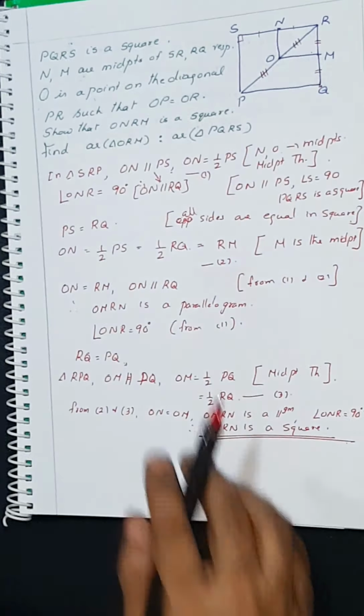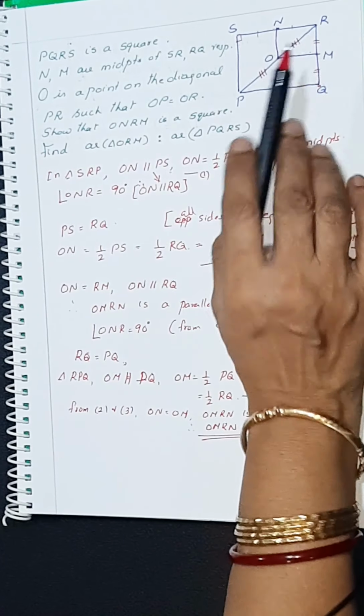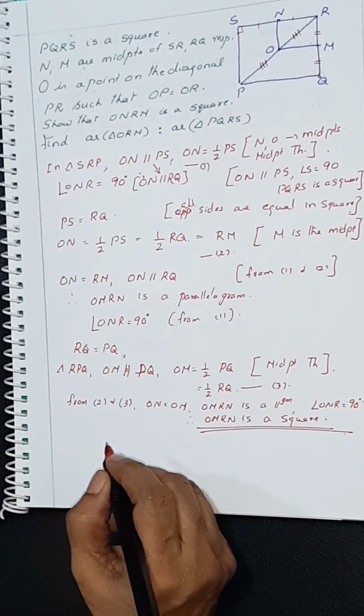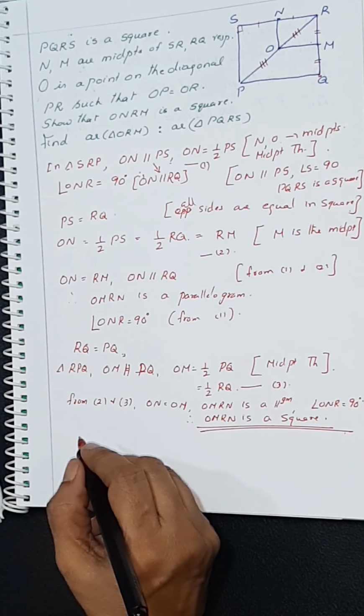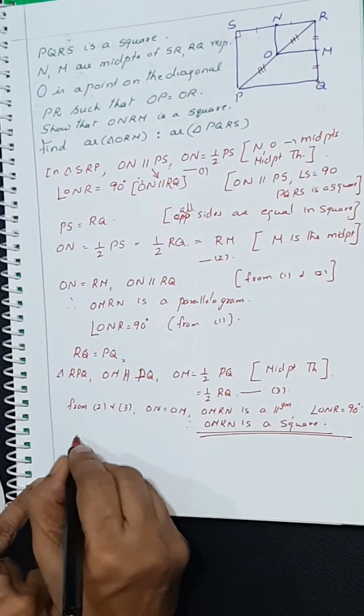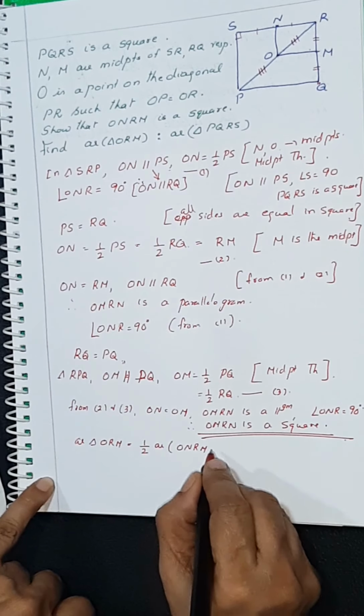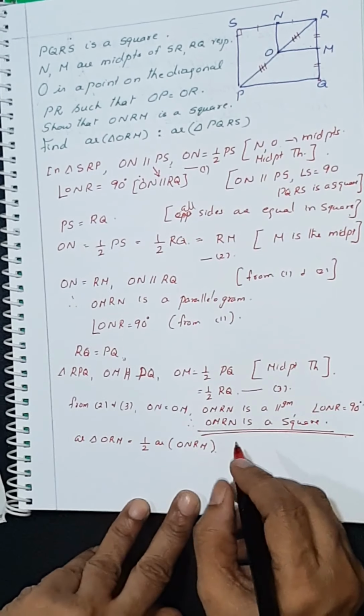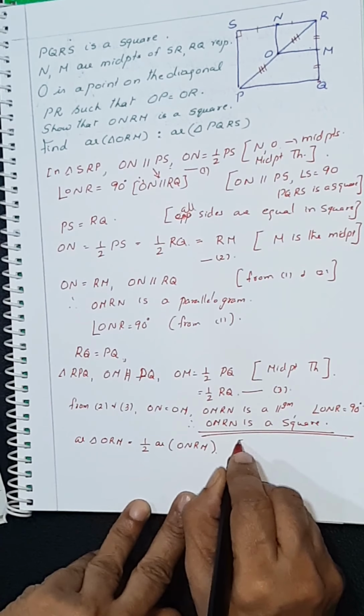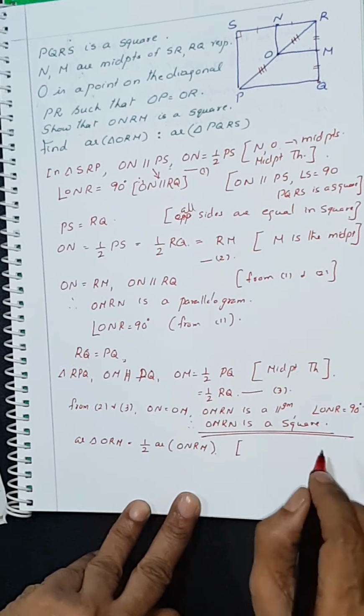Now we have to find the ratio of the areas of triangle ORM and PQRS. So we can say area of triangle ORM is equal to half into area of ONRM, because the diagonal divides the parallelogram into two equal triangles. So ORM is equal to half of ONRM.